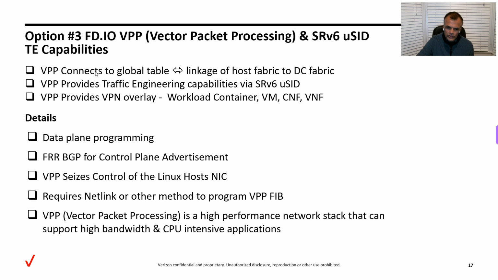FDIO VPP. So this FDIO VPP is the 3rd desired option for host attachment types, and that is because it does require a separate piece of software. So with FDIO VPP, it's able to program the data plane. It requires FRR BGP for the control plane advertisement. It sees the Linux host NIC. And then it programs the VPP fib entries, requiring a separate component, netlink, to program the fib entries. And vector packet processing is there for a high performance network stack, supports high bandwidth CPU intensive applications.